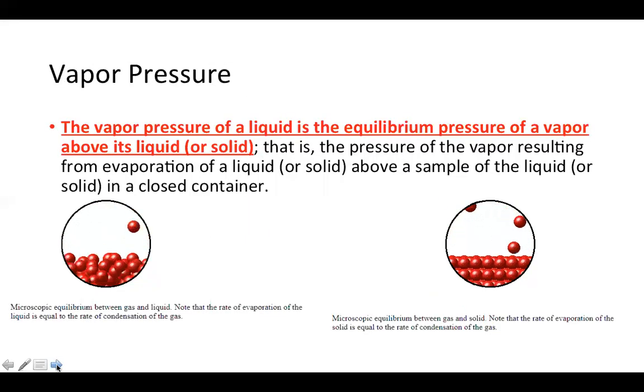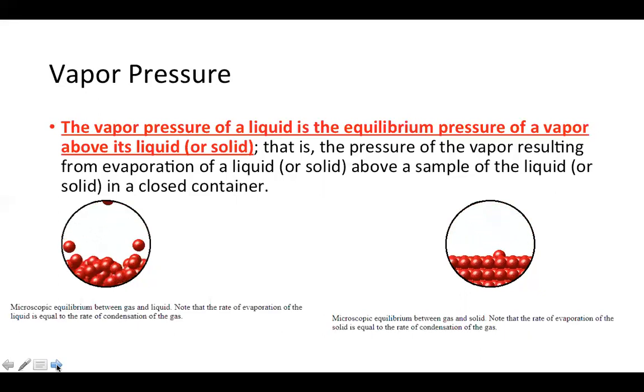All right, so the next topic is vapor pressure. Vapor pressure is a term you might see when asked a question related to intermolecular forces. The vapor pressure of a liquid is the equilibrium pressure of a vapor above its liquid.